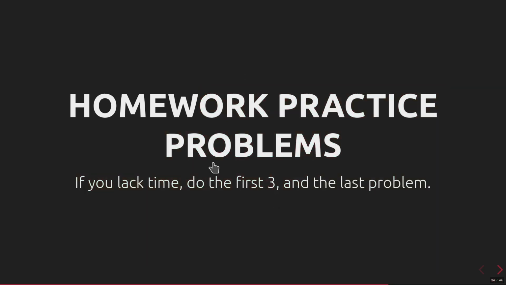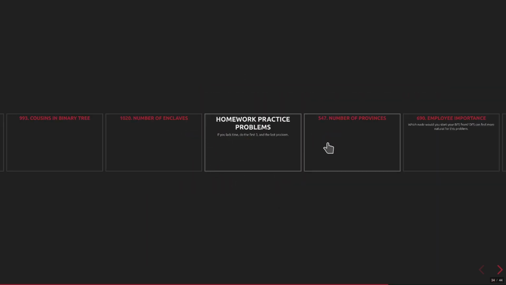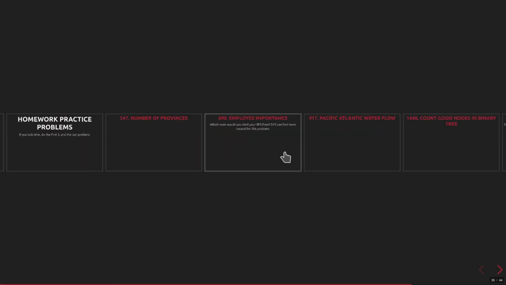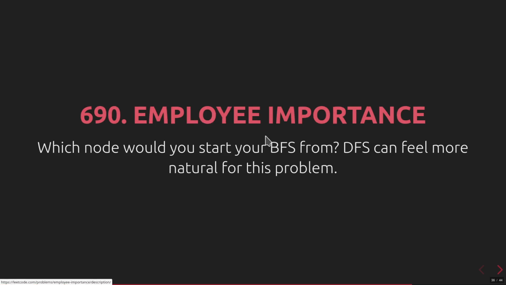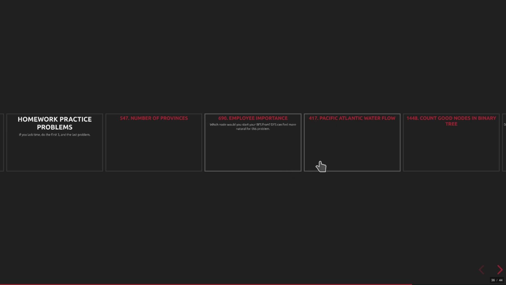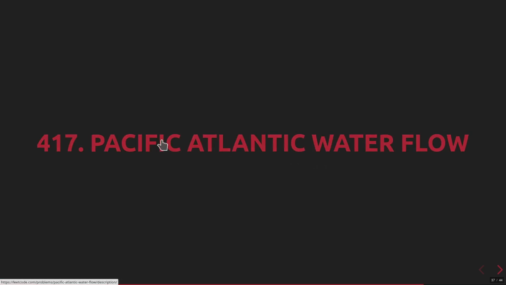Here are some homework practice problems. You can try number of provinces. It's kind of like the problem that we just did. There's employee importance, a tree-based problem that you can try. Pacific Atlantic water flow is an interesting one. It can be solved in multiple ways.